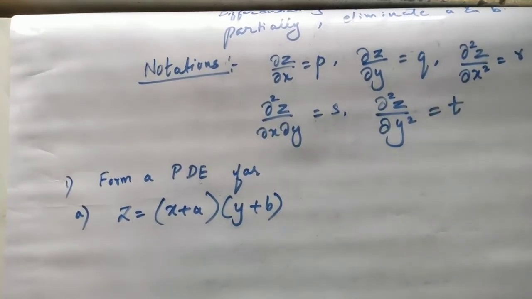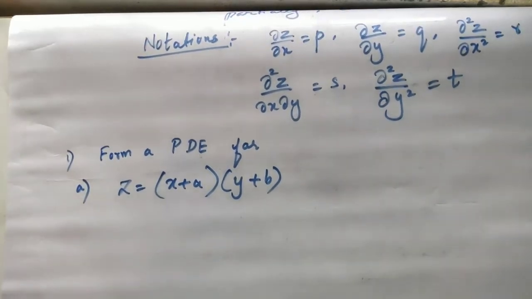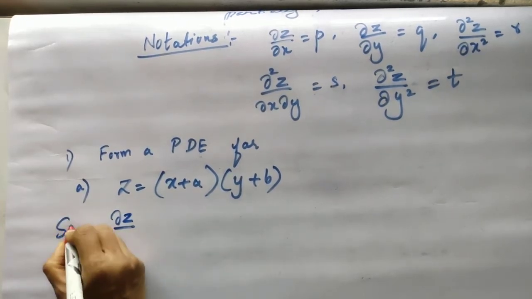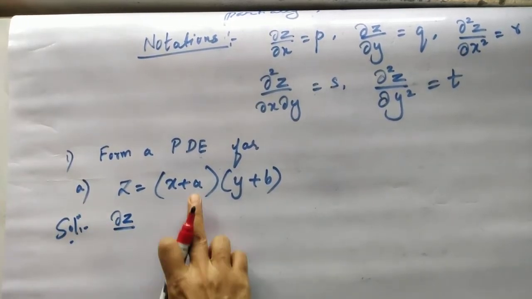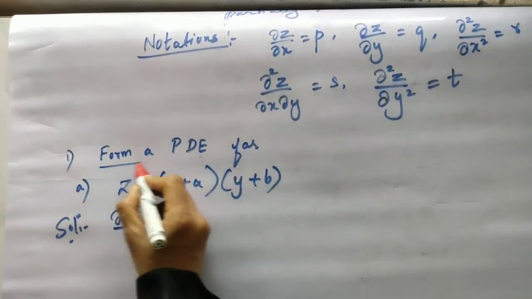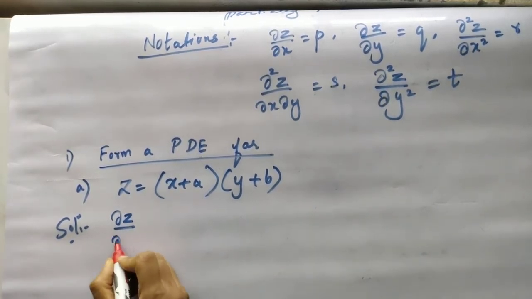What we will do is first differentiate this equation with respect to x and see whether we can eliminate certain constants. So what is dou z by dou x? We have to eliminate the arbitrary constants a and b and form a PDE for this example. So first we'll consider dou z by dou x.